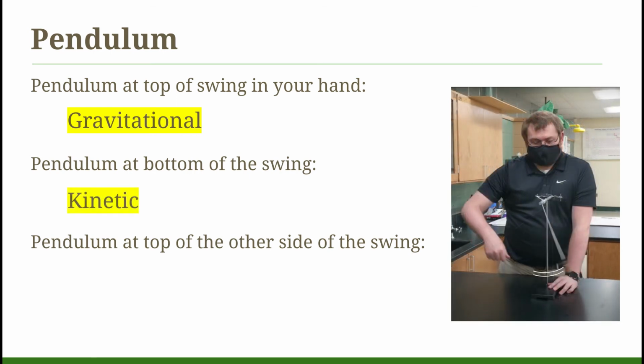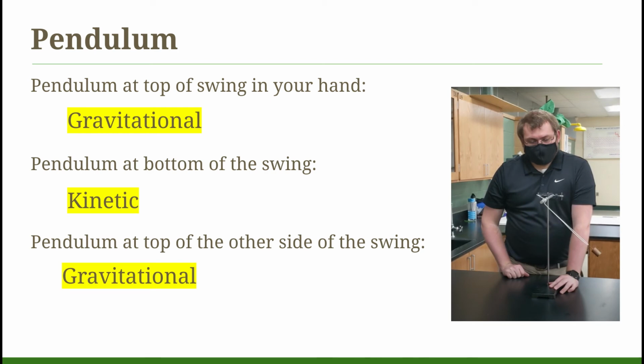Then when it's swinging at the bottom, it has kinetic energy because it's moving, but it's also lower to the lab station and to the floor, and so it's lost that gravitational energy. That gravitational energy transformed into kinetic energy, and then when it gets to the other side of the swing, it is higher up again, so it has gravitational energy again, but it pauses for a moment and its motion stops, and so its kinetic energy reduces to 0 there.